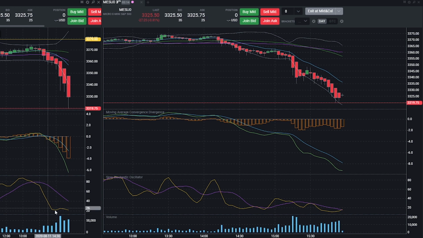Never had a cross on the slow stochastic. On the 3, it came close to crossing on MACD, but never did. It stayed on the downside. A couple cross points on the stochastic on the 3, but I just decided to stay in. You could have taken the pullbacks on this. There was one here, and then there was one here.